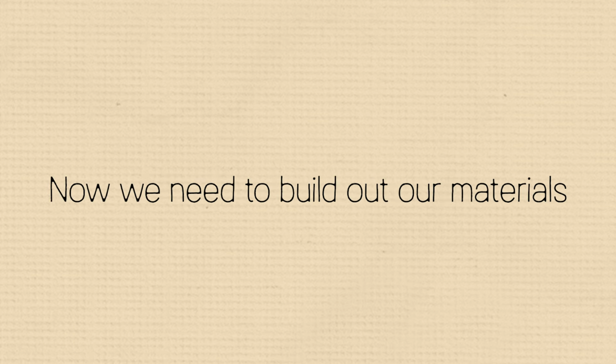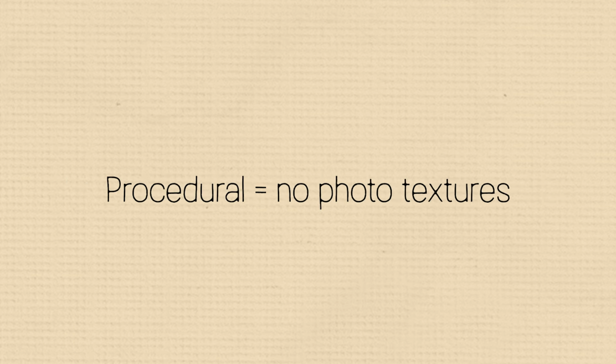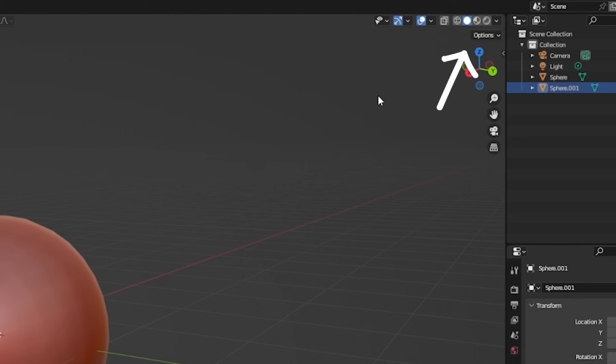Now, we need to build out our materials. This is all procedural, so we won't need any photos to help us. Click into your render view so it's easier for you to see what you're doing. I like the third option for these early stages because it's pre-lit with an HDRI.